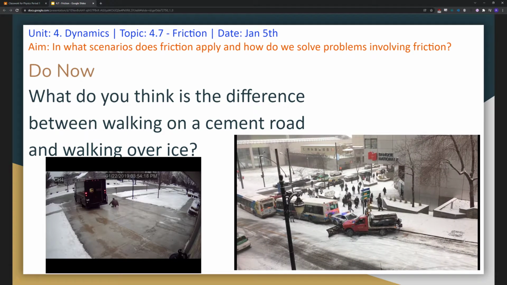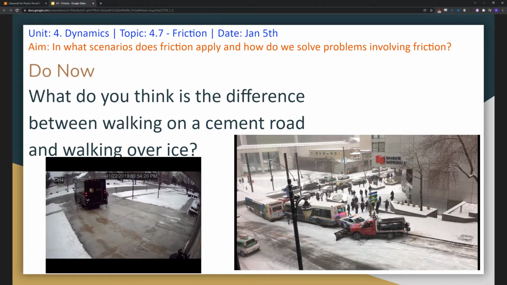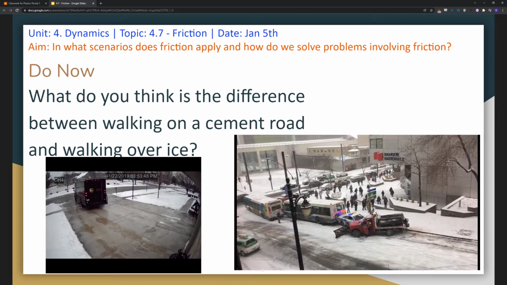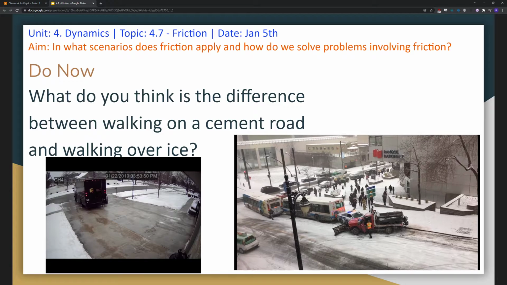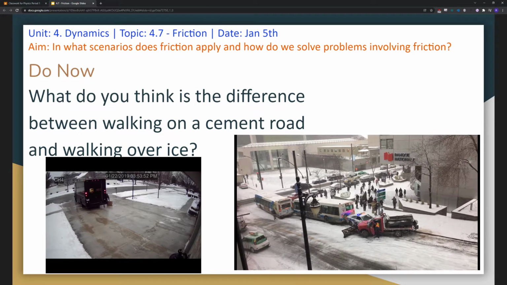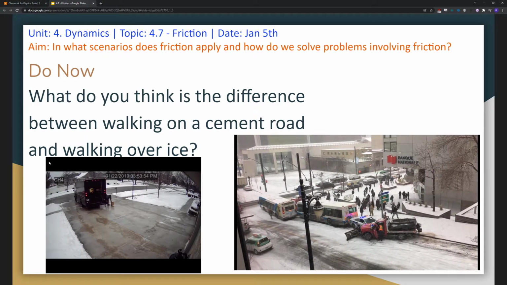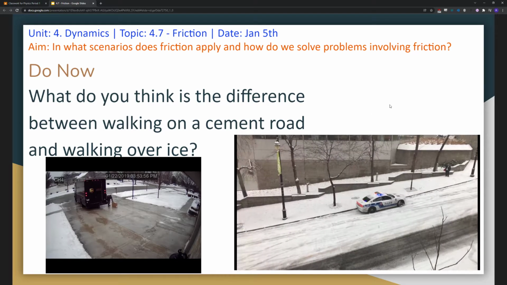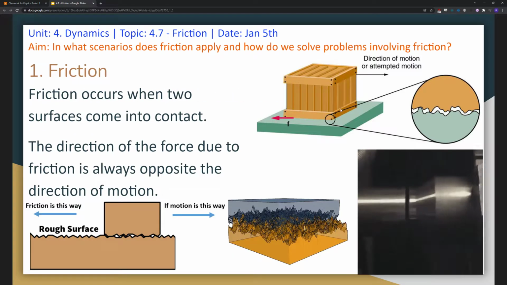So, what is the difference between walking on a cement road and walking over ice? Well, walking over ice, there's less friction than walking on a cement road, and there's more friction on a cement road, so your shoes can do their job. Your shoes are designed so that they create as much friction as possible between the floor and your shoe, so you don't slip. And so you should probably copy these notes, right?